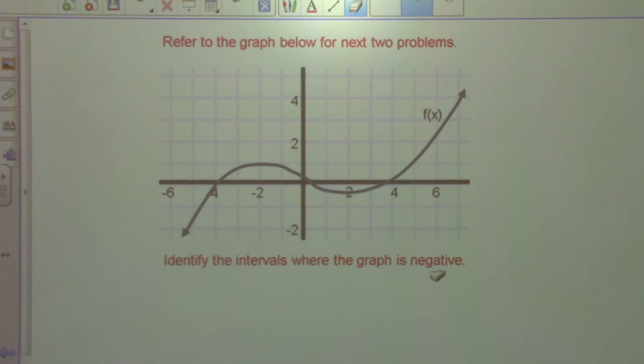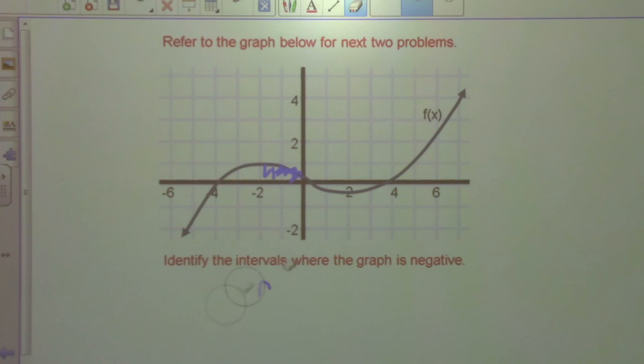identify intervals where the graph is negative. Where do we see the graph negative here? Negative 2 to positive 2. Okay, so we say f of x is less than 0 on the interval of -2 to positive 2. Is that right? Well, no, it's not, because the graph is positive in here. Now it's negative in here, but it's positive here. So this would not be a correct representation.